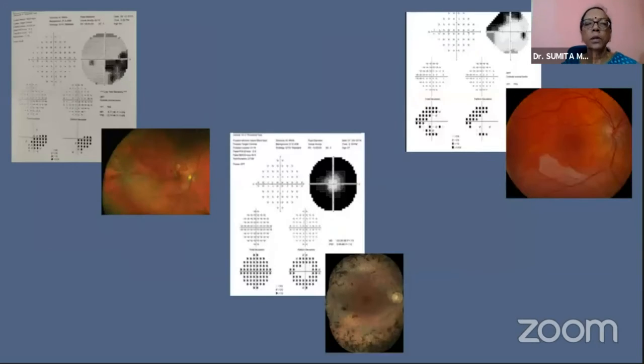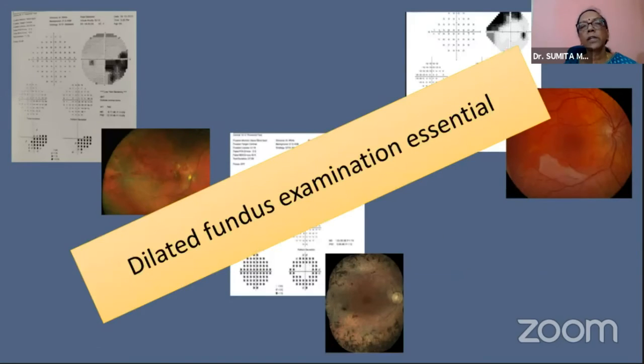Certain vessel occlusive diseases like BRVO or BRAO can also produce field defects which are exactly like glaucoma. But once you dilate the pupil and see the condition, also the PRP, also the retinitis pigmentosa, the condition becomes very clear. So dilated fundus examination is very much essential, and without doing that, by seeing only the perimetry, we should not give the report. Otherwise, we will be proven wrong.